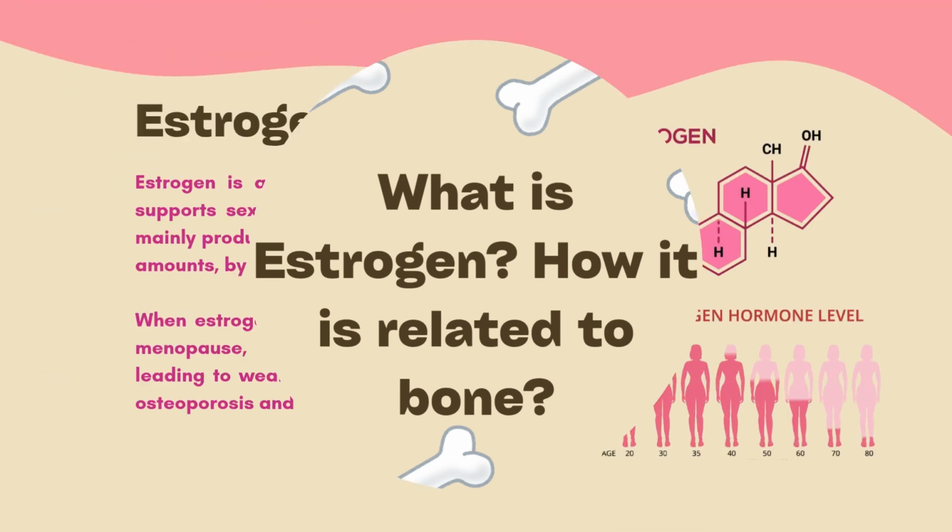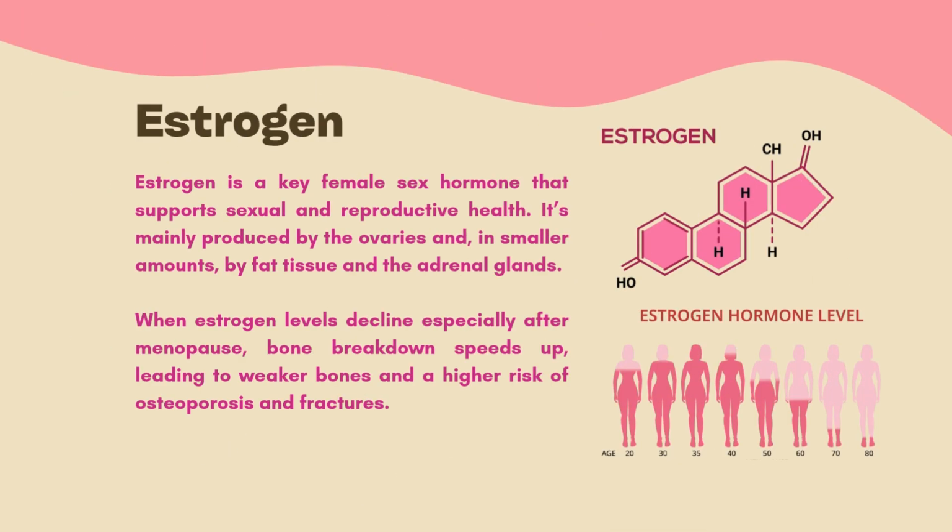So, before we get into the mechanisms, what exactly is estrogen and how is it related to bone? Estrogen is a key female sex hormone that supports sexual and reproductive health. It is mainly produced by the ovaries and in small amounts by fat tissues and the adrenal gland. So when estrogen level declines, especially after menopause, bone breakdown speeds up, leading to weaker bone and a higher risk of osteoporosis and fractures.